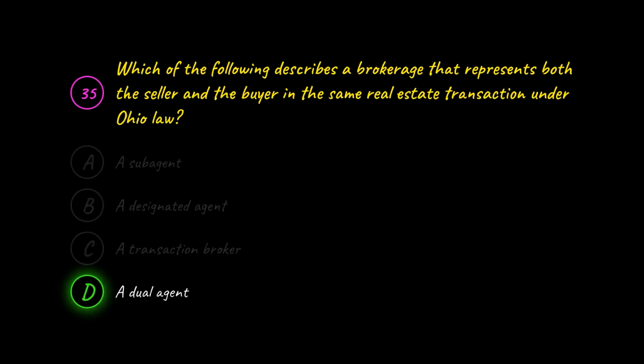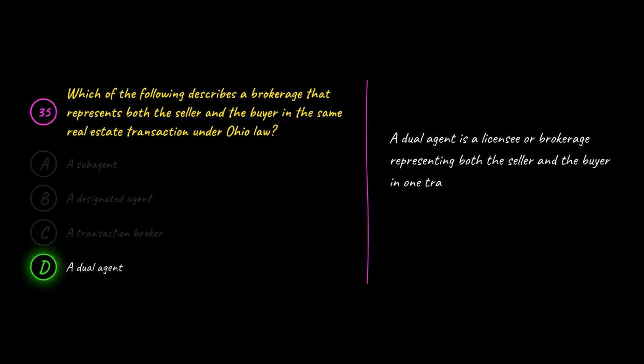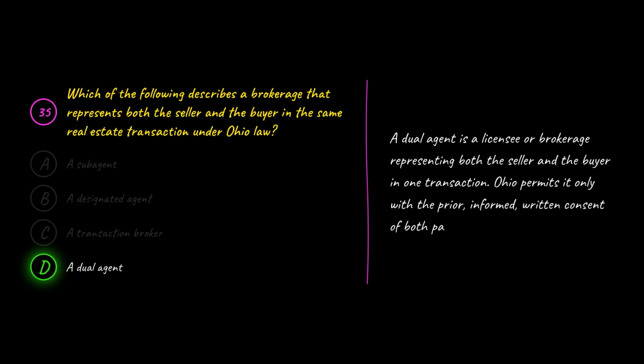The correct answer is D. A dual agent. D is correct because a dual agent is a licensee or brokerage representing both the seller and the buyer in one transaction. Ohio permits it only with the prior informed written consent of both parties.